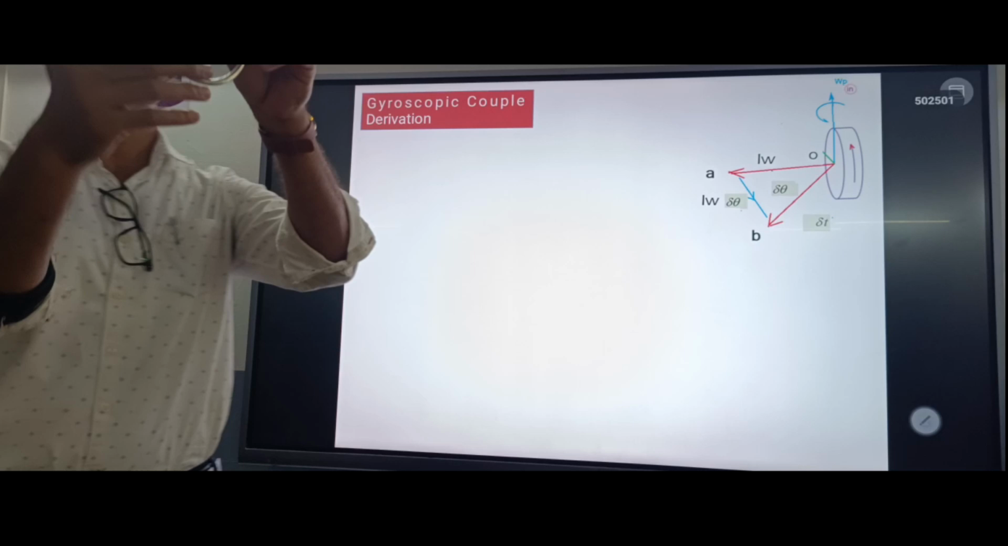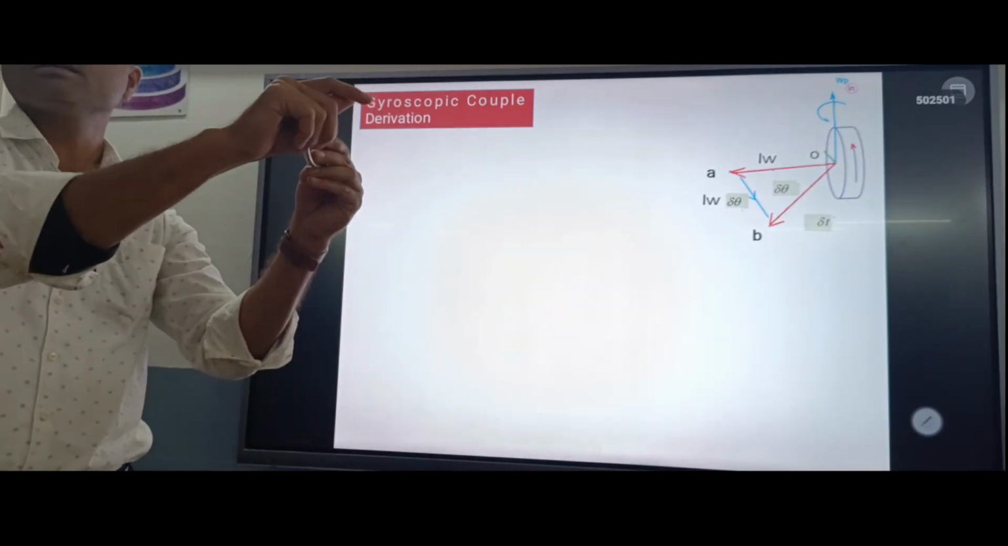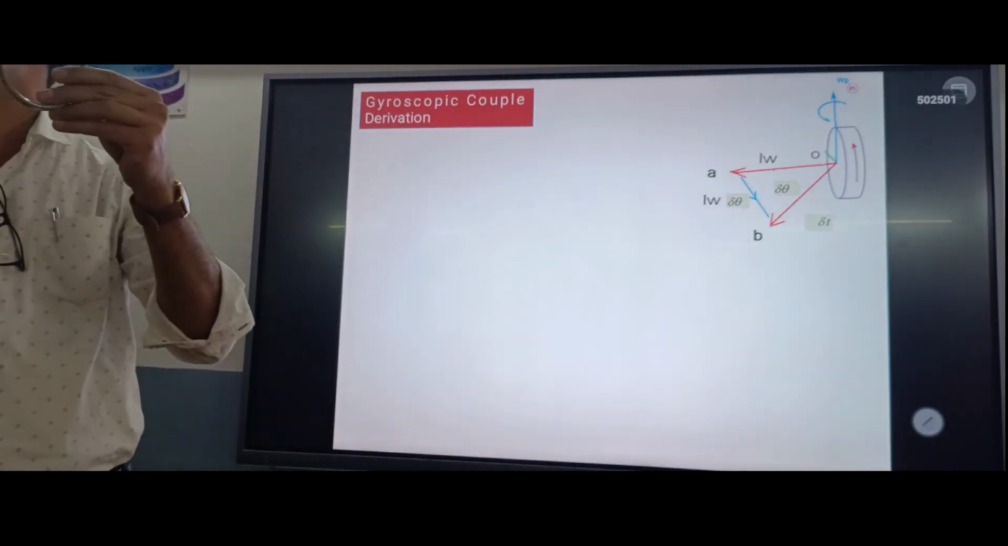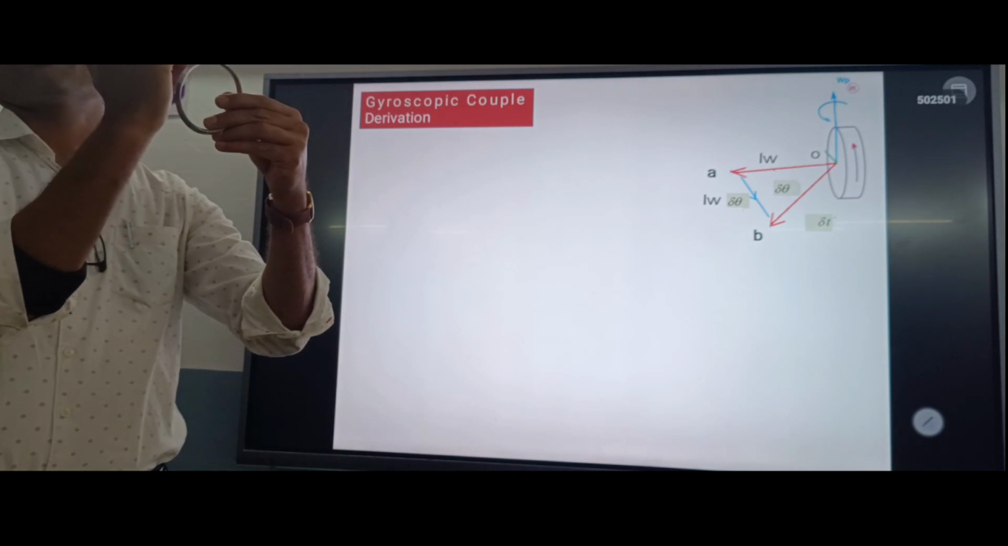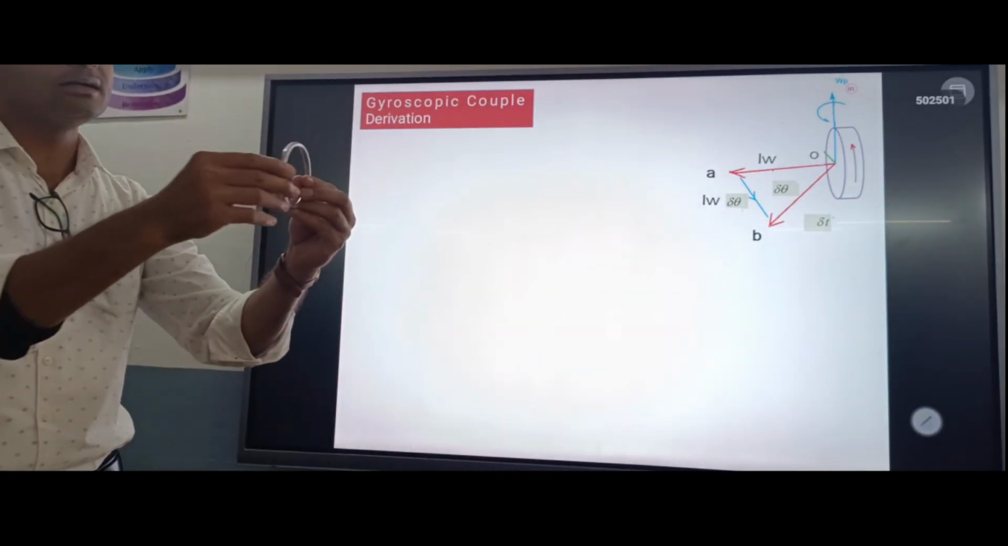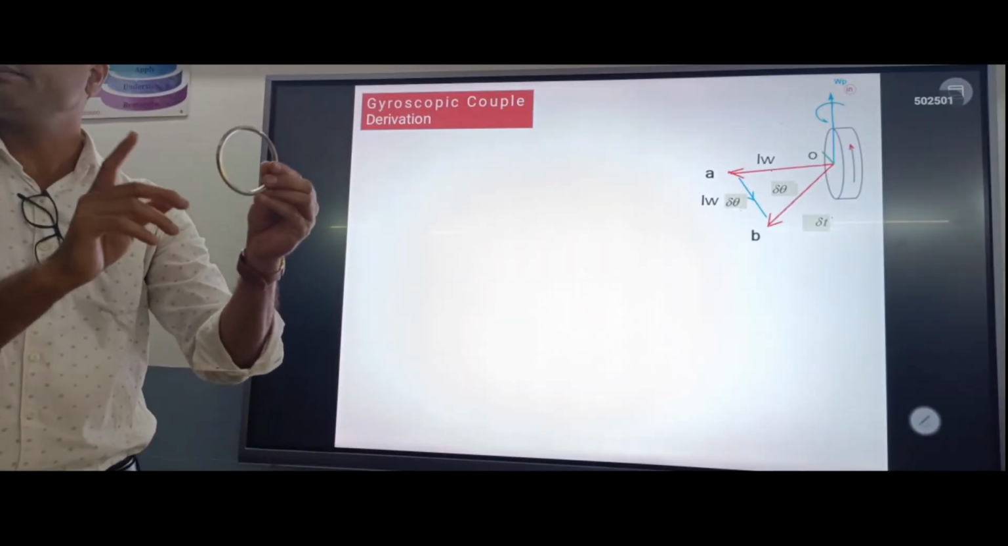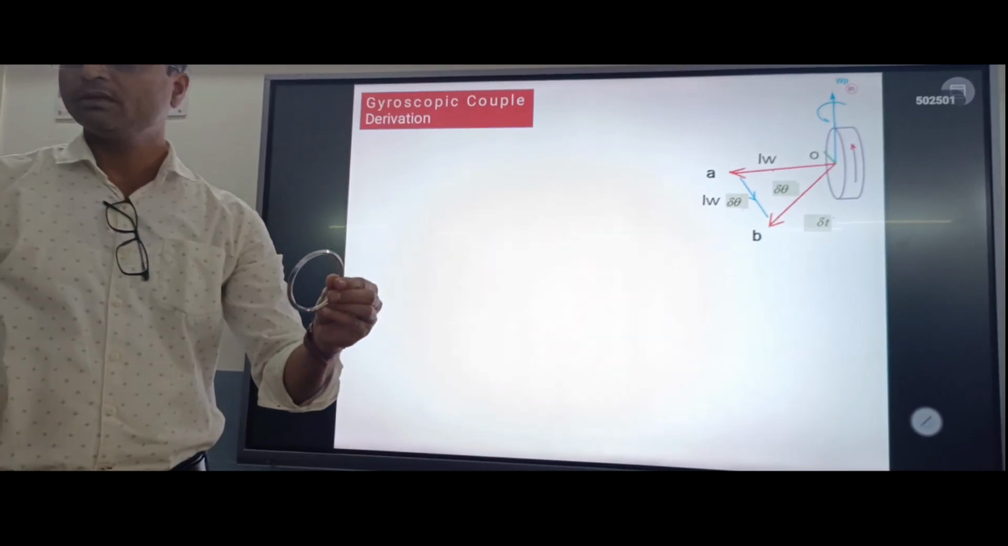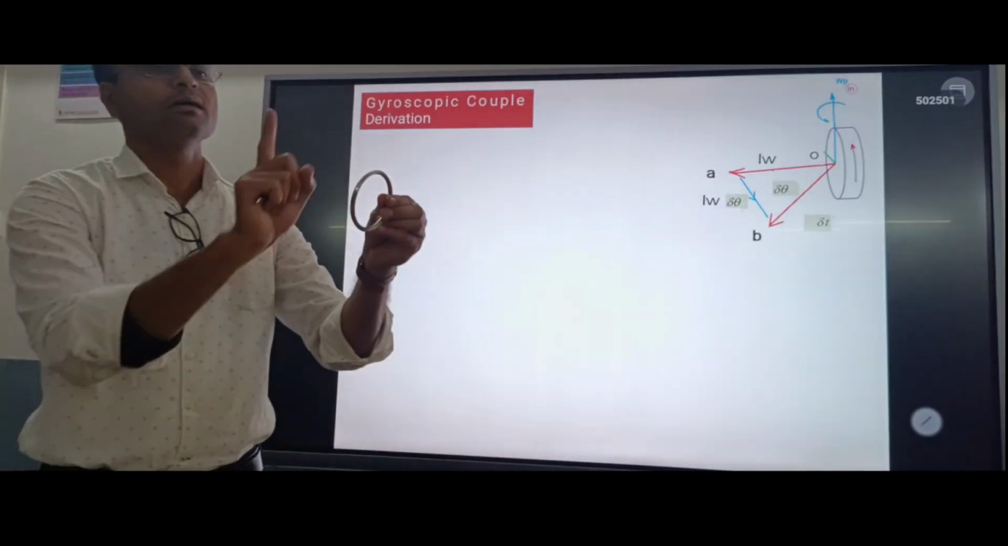Okay, so here you just assume that the disc is rotating like this. So this is the axis of spin. Okay, now I am taking a turn like this. So about which axis am I taking the turn? The turn is taken about this axis.